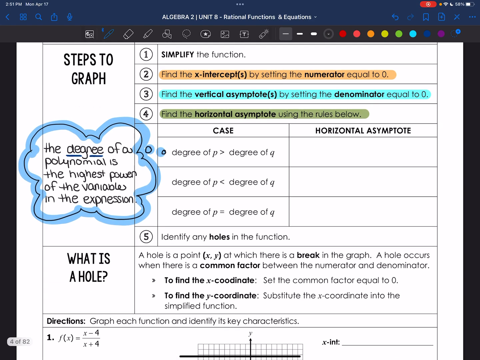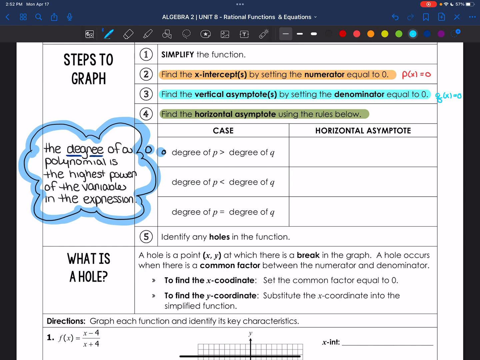So let's talk about graphing these functions. Step number 1 is going to be to simplify the function. Then step number 2 is going to be to find the intercepts by setting our numerator, your p of x function, equal to 0. Then we're going to find the vertical asymptote by setting your denominator, q of x, equal to 0. Then you're going to find the horizontal asymptote using these rules that we're going to list out below.